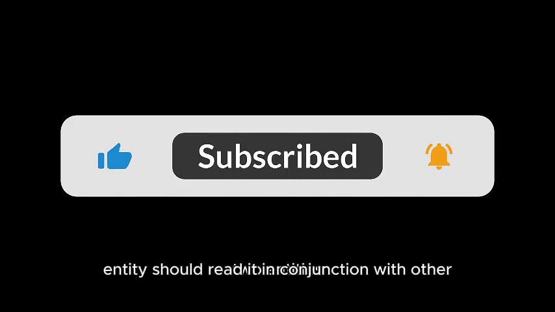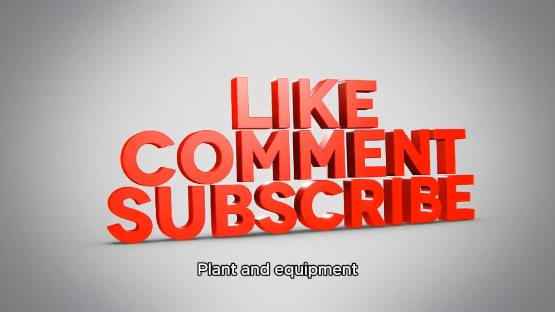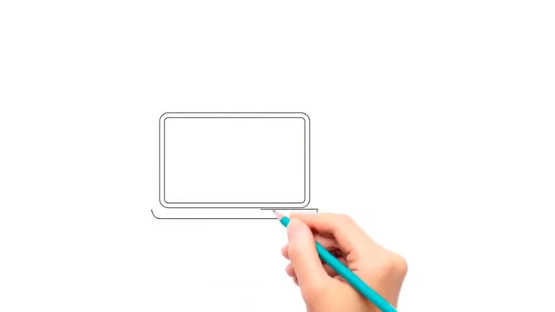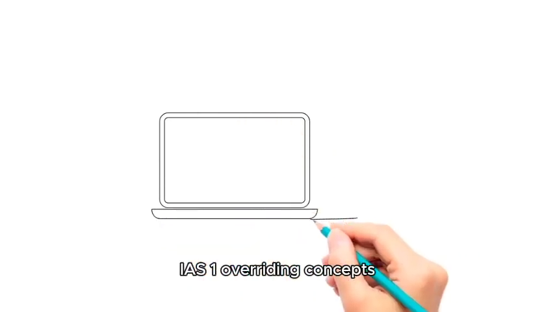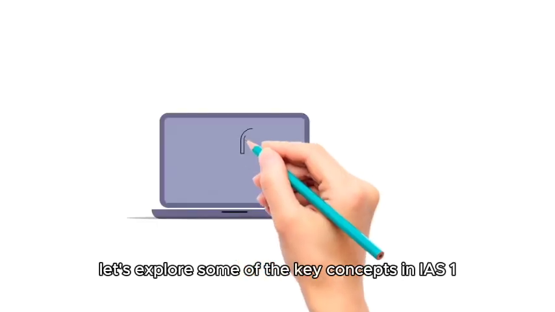Entities should read it in conjunction with other IFRS standards, such as IAS 2, Inventories, and IAS 16, Property, Plant, and Equipment, to ensure comprehensive and consistent financial reporting. IAS 1 overriding concepts. Let's explore some of the key concepts in IAS 1.